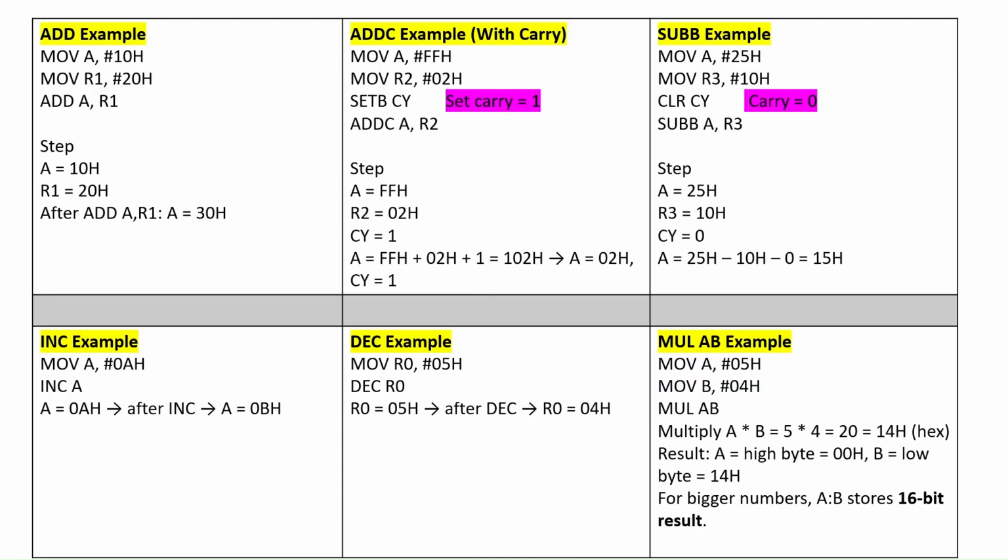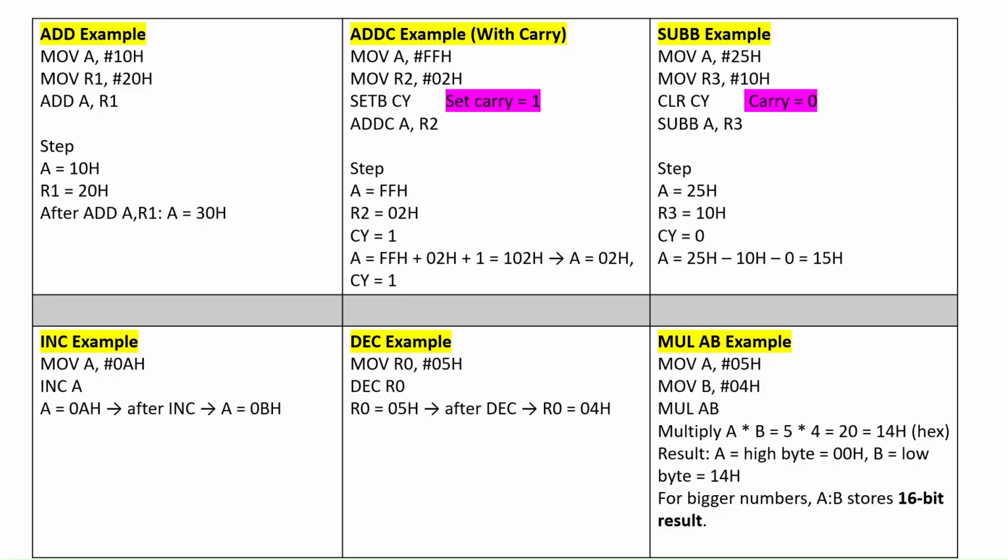INC instruction. The next instruction is INC, which means increment. It increases the value by 1. Syntax: INC register. Example: MOV A, #0AH, INC A. The accumulator initially contains 0AH. After executing the INC instruction, A equals 0BH, so the value increases by 1. Important point: INC does not affect the carry flag.